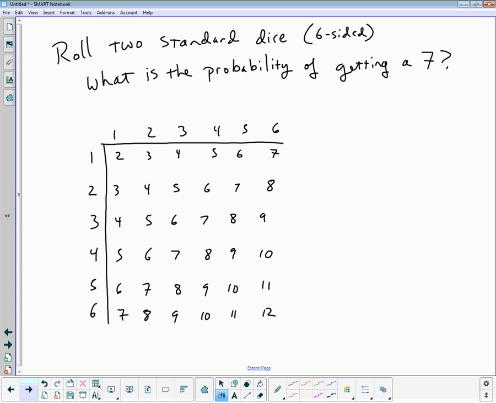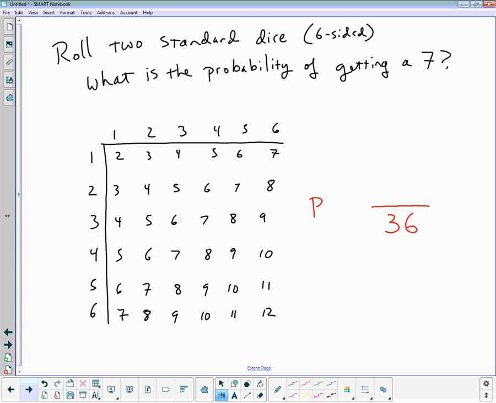All right. So that would be the totals of my die rolls. So how many possible outcomes are in there? How big is my sample space? 36, because it's 6 by 6. So my denominator is 36.